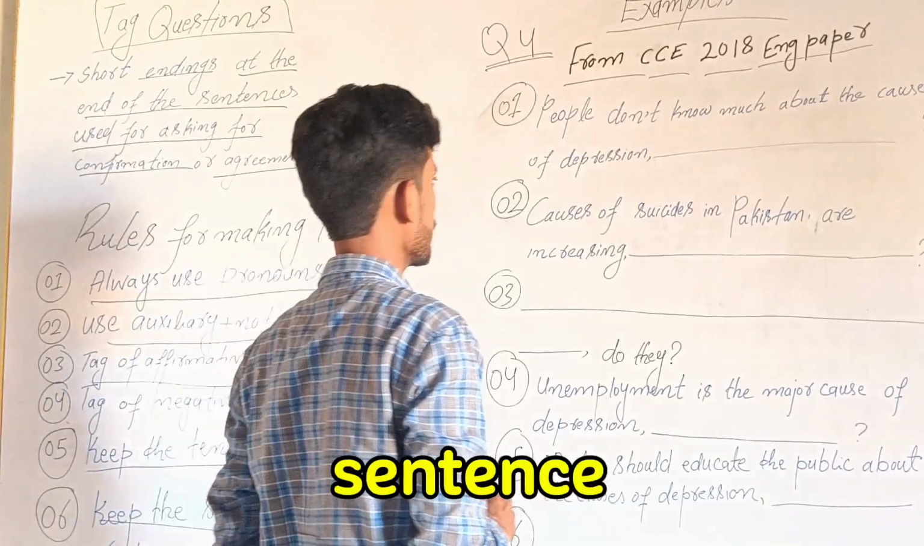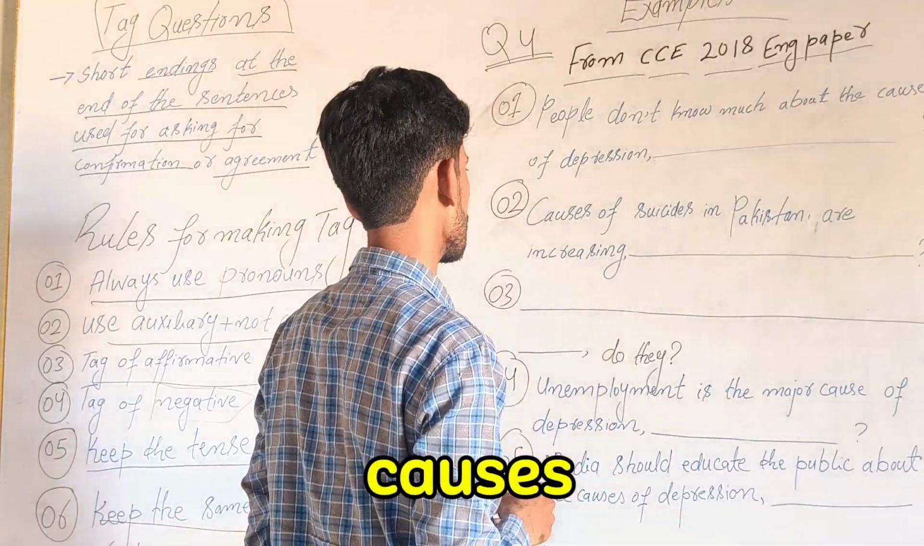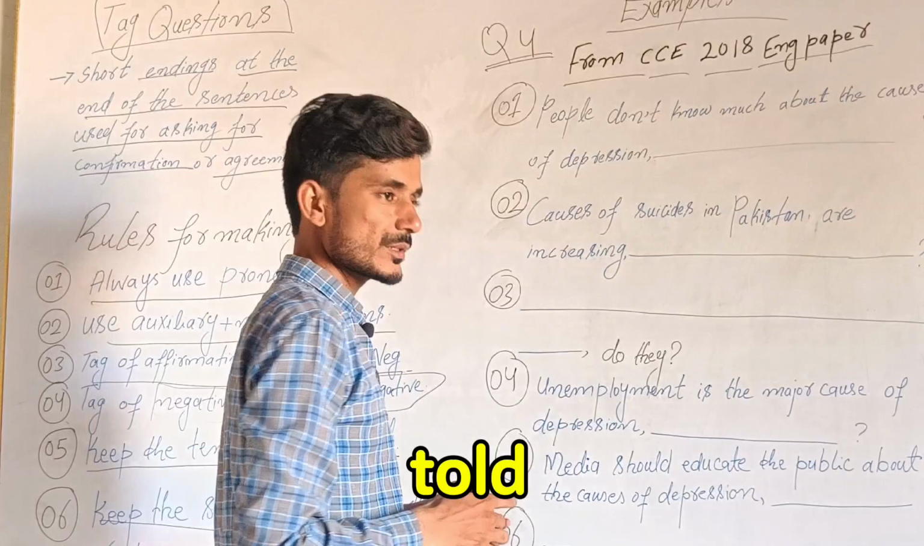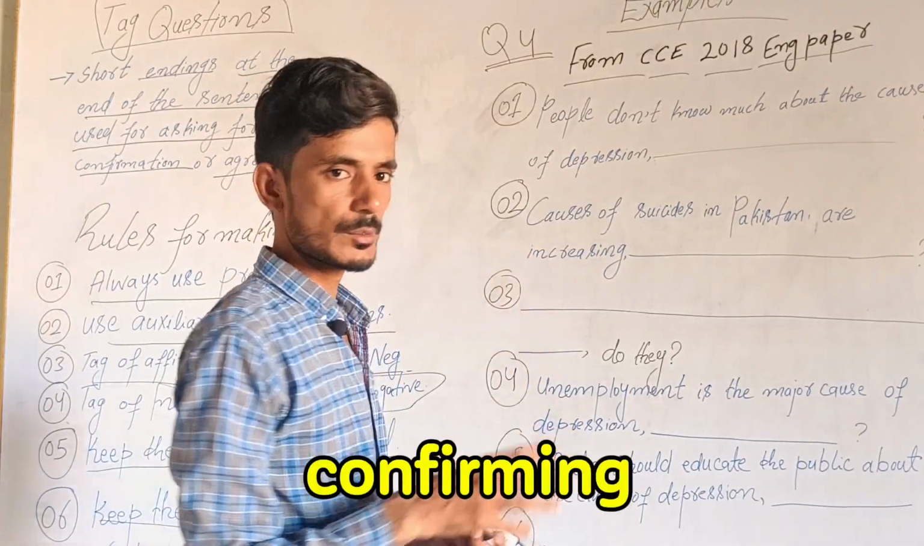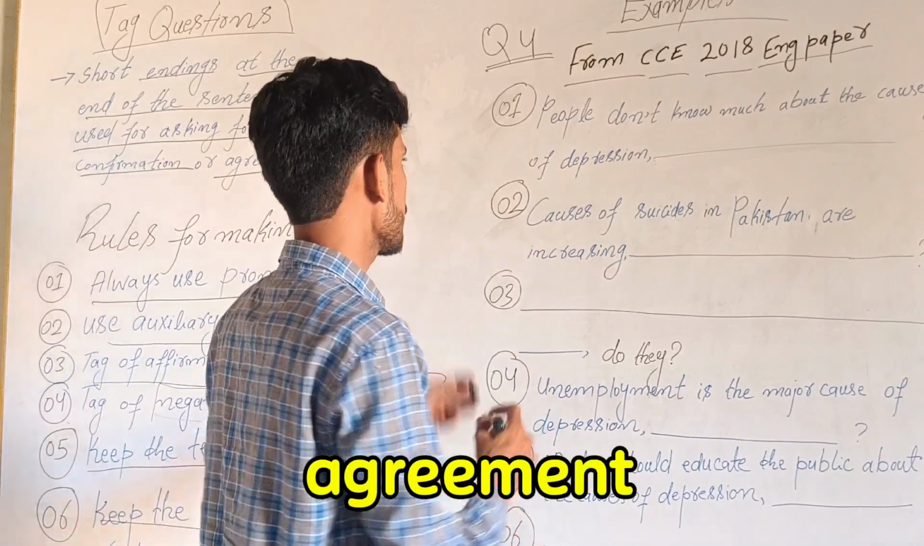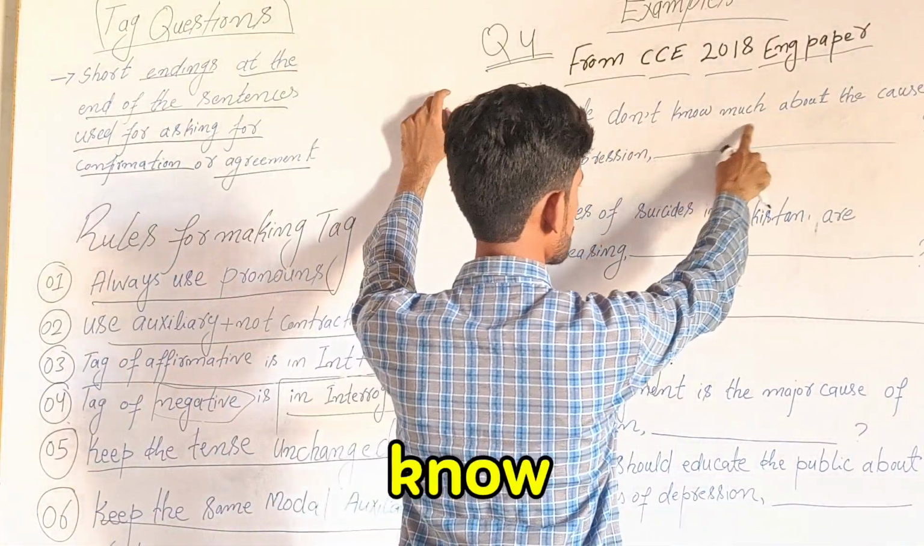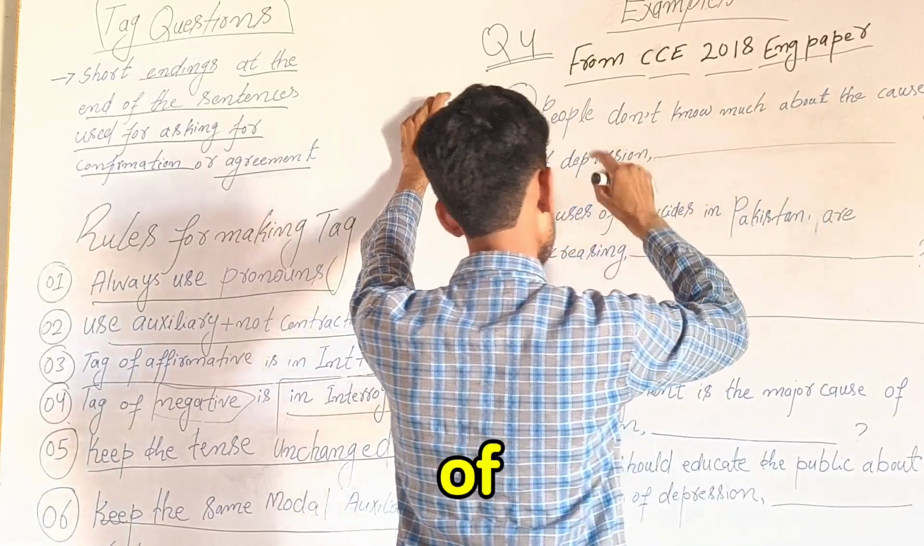The first sentence says people don't know much about the causes of depression. So as I told you, tag questions are actually the short endings at the end of the sentences which are used for confirming or asking for agreement. So here the sentence says people don't know much about the causes of depression.